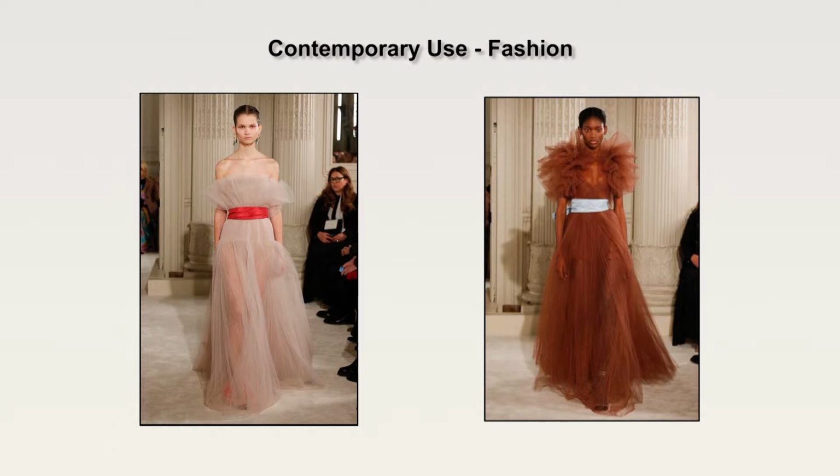Some examples from designer Valentino Spring 2018 Couture. On the left is a sheer dress which is clearly draped. On the right is another elegant brown draped dress with waistband and gathered sleeve.